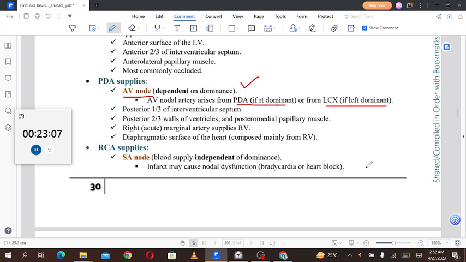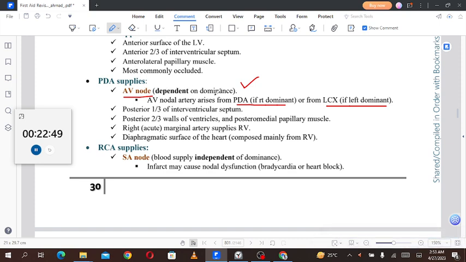If the AV nodal artery is coming from the right coronary artery, that is right dominant, because in that case the posterior descending artery is also coming from the right coronary artery. And if the AV nodal artery is coming from the left coronary artery, this means that the PDA is also derived from the left coronary artery. So basically this is just the same thing. Remember, whatever you feel like.